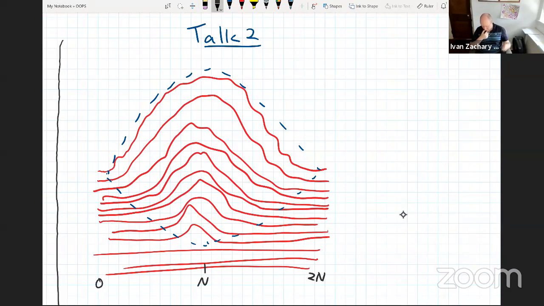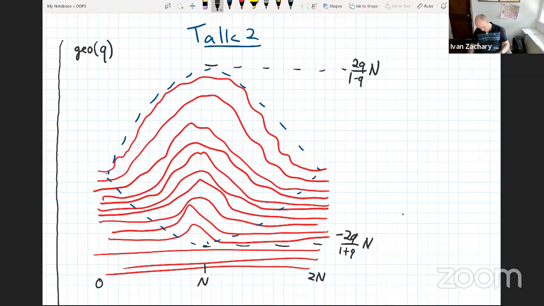This was the case that we had studied, and we take all of the geometric random walks to have parameter q, where q is fixed. The scale was that the top curve lives at 2q over 1 minus q times n, and the bottom deformation is of order minus 2q over 1 plus q. And then there's interesting stuff that happens in between. In particular, what we were interested in is studying the edge of this ensemble.